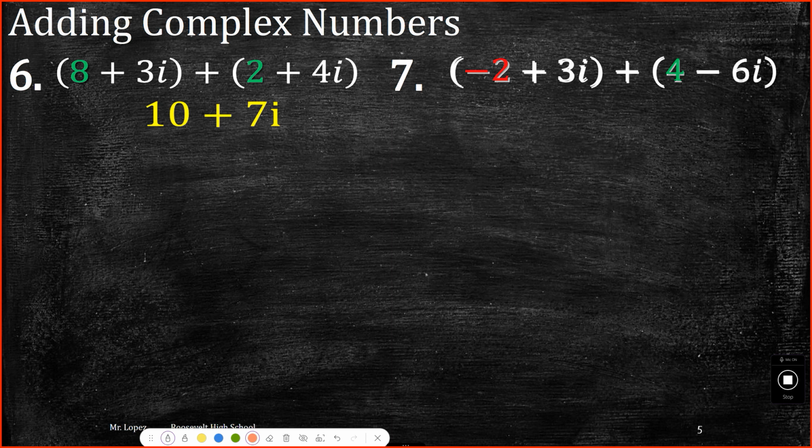And if you don't know how to add negatives and positives here, you've got a calculator. What's the answer? What's negative 2 plus 4? 2. So the real part is 2. And then what's 3i plus negative 6i? What is the negative what? Negative 3i. So 2 minus 3i.